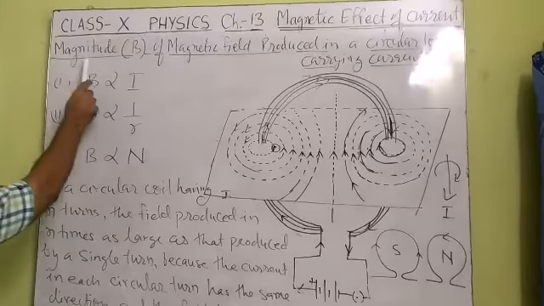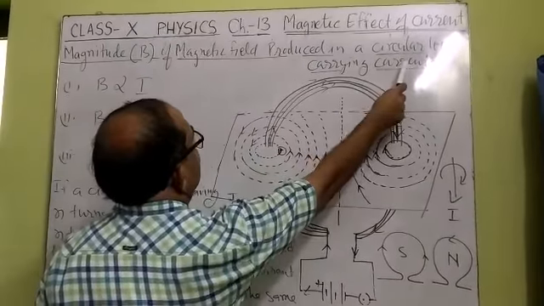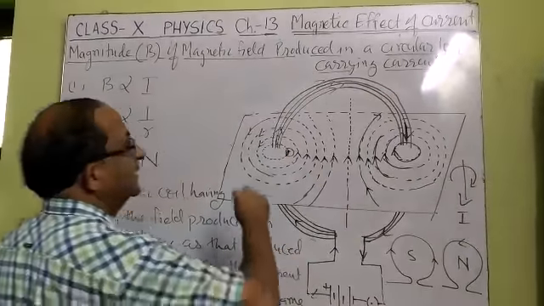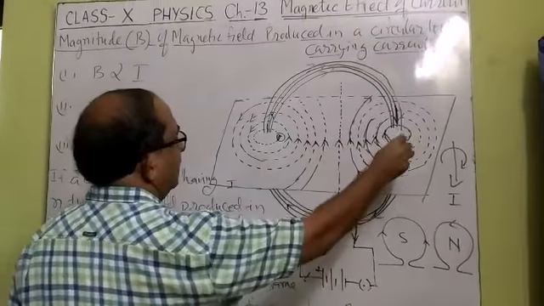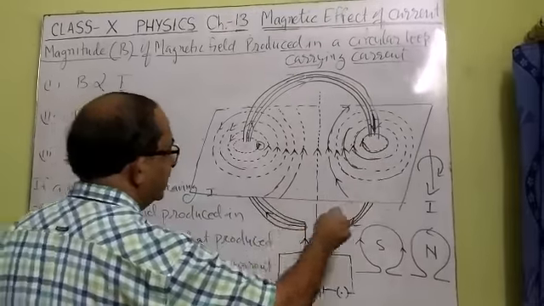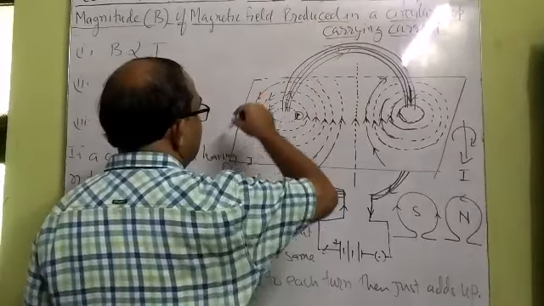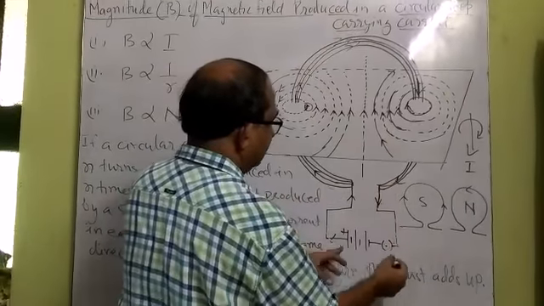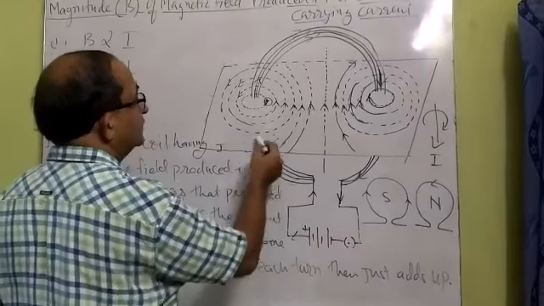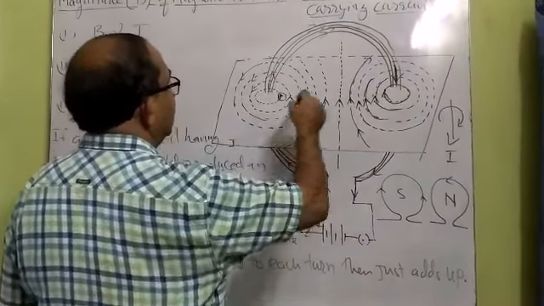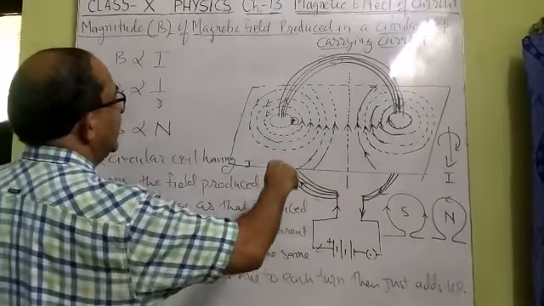Now we shall discuss the magnitude B of the magnetic field produced in a circular loop of current carrying wire. Instead of a single circular loop, this time we have taken a coil in the shape of a circle, meaning many loops are inserted in the cardboard and connected to a source of electric current. Now when the electric current flows through this coil, a magnetic field is again developed, but this time the strength of the magnetic field is larger.